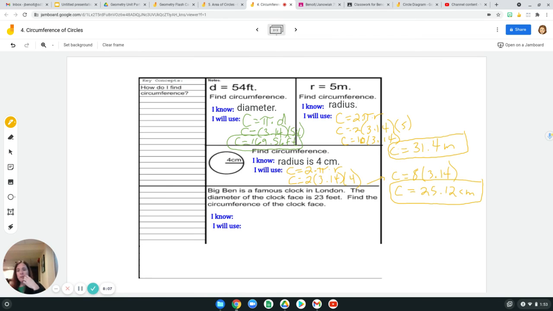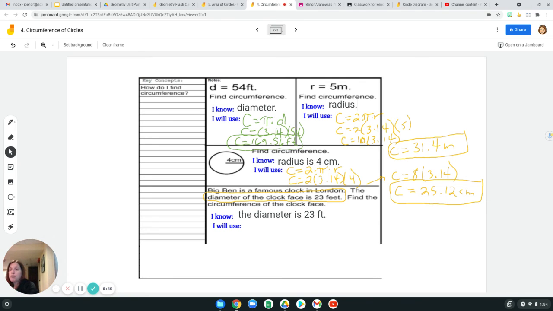All right, and then we have a level 3 question. Here's the word problem. Big Ben is a famous clock in London. The diameter of the clock face is 23 feet. Find the circumference of the clock face. Some of you will help to draw a picture. Some of you can pull it from the words. Diameter of clock face is 23 feet. So what do I know? I know the diameter is 23 feet. I pulled it out from words.